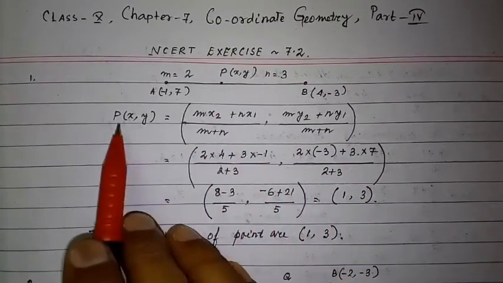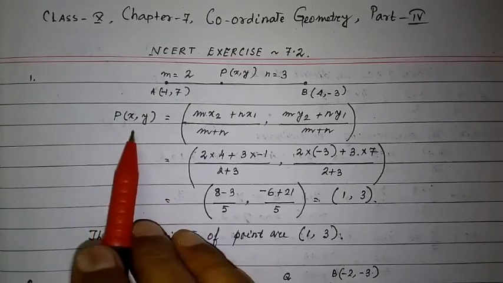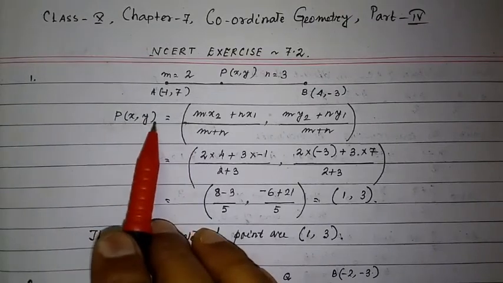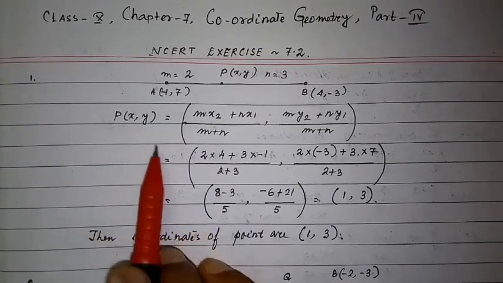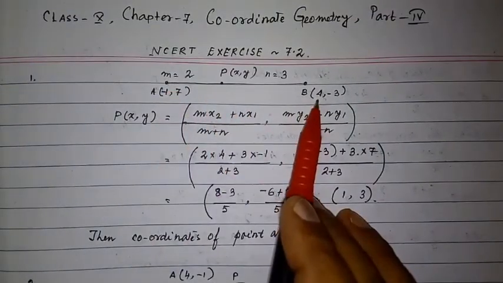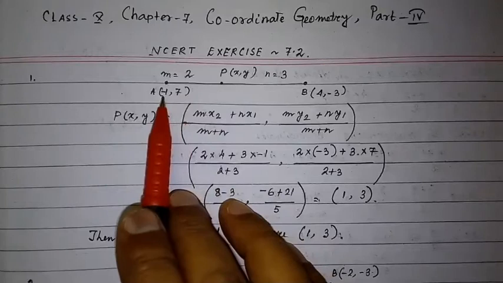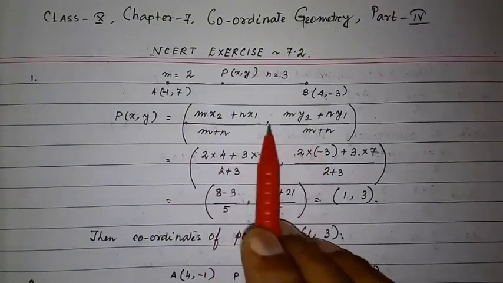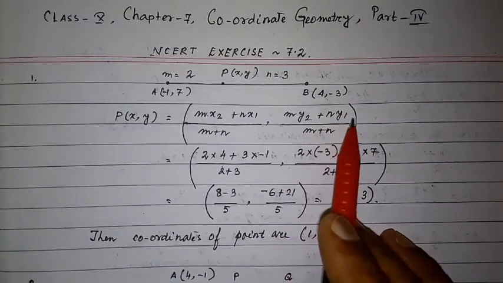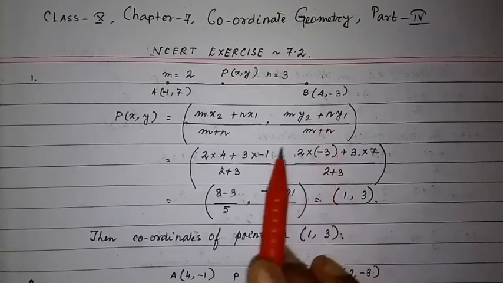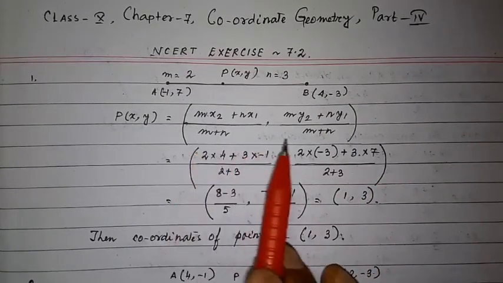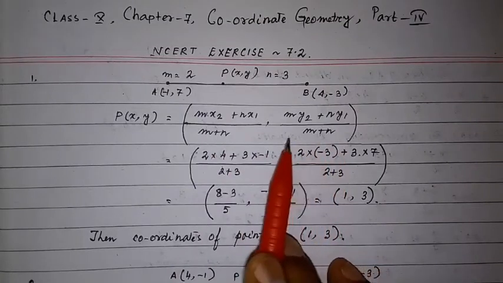Now we know that P(x, y), we already have derived this formula. P(x, y), that is the x and y coordinates of the point P, is mx2 plus nx1 by m plus n, and for y, my2 plus ny1 by m plus n. Now let us put down the values of m, n, x1, x2, y1 and y2.